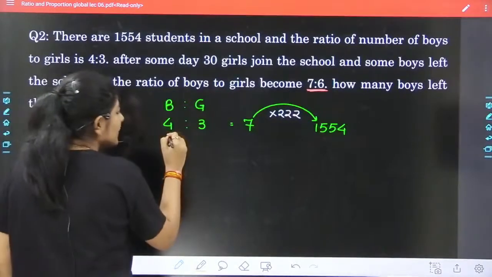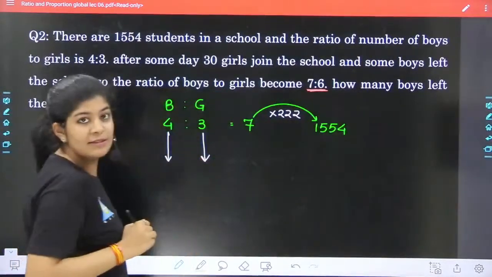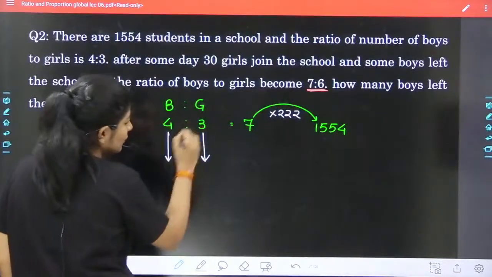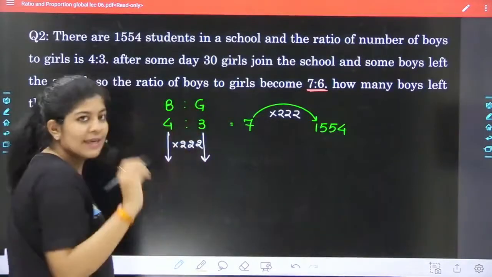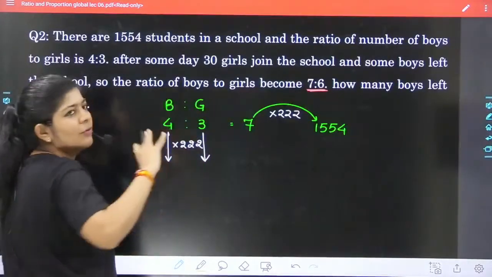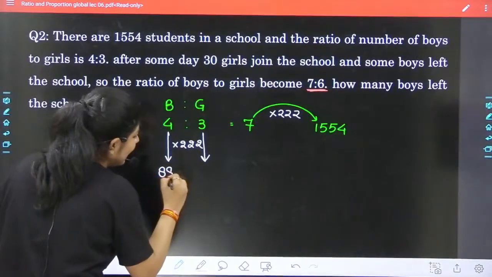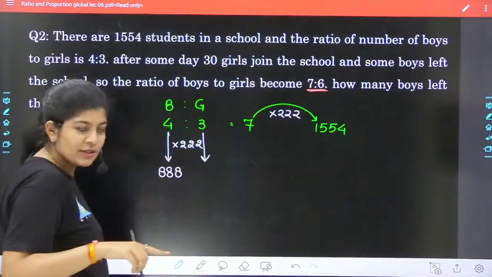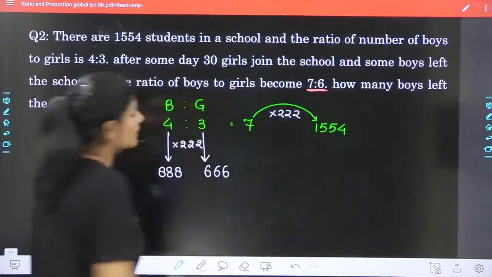Now from this we can find the exact number of boys and girls in the school by multiplying both these terms by 222. So we can say that before the joining or leaving, there are 888 boys in the school and 666 girls in the school, right?